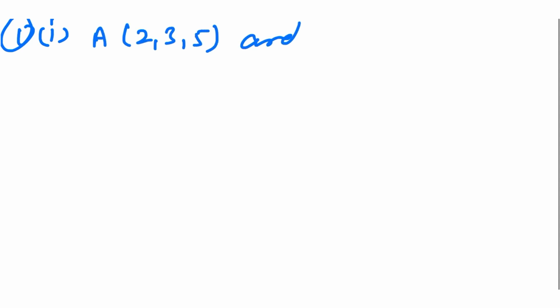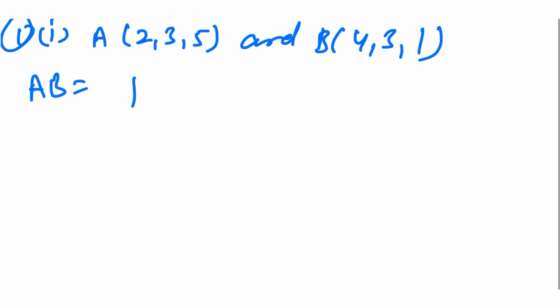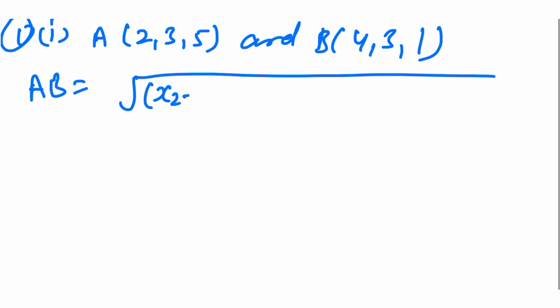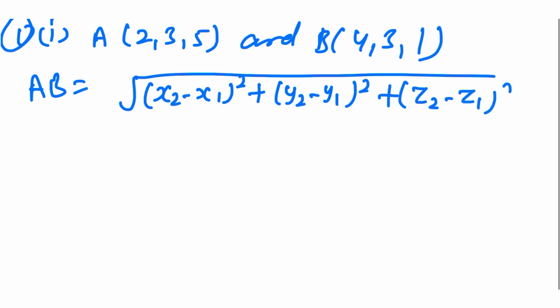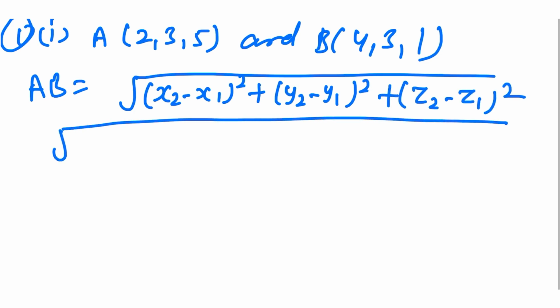Now we have the next exercise in which we have to find the distance between different pairs of points. First question, first part: the point A is (2, 3, 5), and the second point B is (4, 3, 1). Here we need to find the distance between these 2 points. So the distance AB, and the formula is the square root of (x2 minus x1) square plus (y2 minus y1) square plus (z2 minus z1) square.